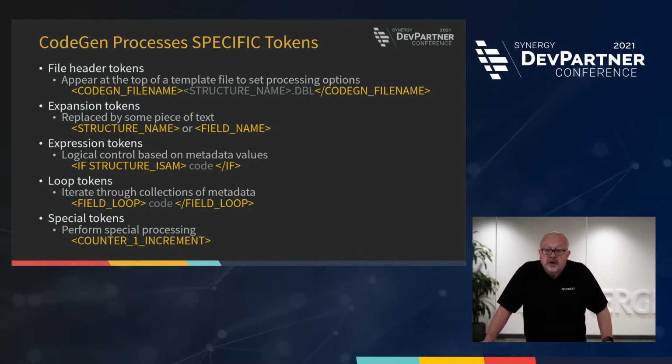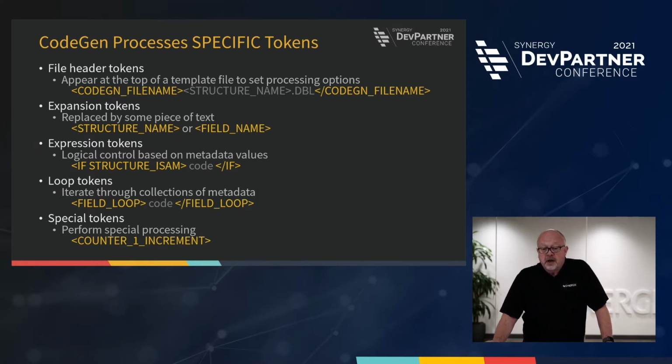Beyond that, we have loop tokens. We already mentioned briefly on the previous slide field loops. So loop tokens allow you to iterate through some collection of data. Repository, if you think about it, has lots of types of collections of data. We have collections of structures. Within each structure, we have a collection of fields. Within each field, there's a collection of maybe selections that might be available with that field. There might be allowed values for the field. The structure might have a collection of keys and so on. And CodeGen has a loop structure that lets you iterate through those things once you're at that level.